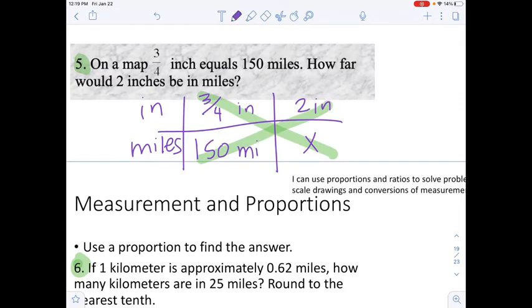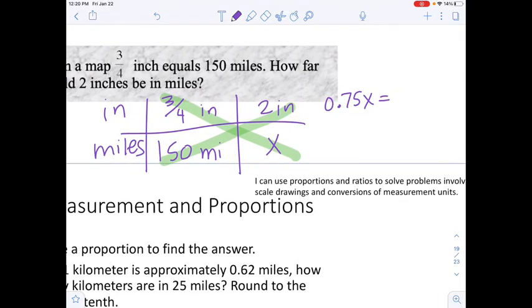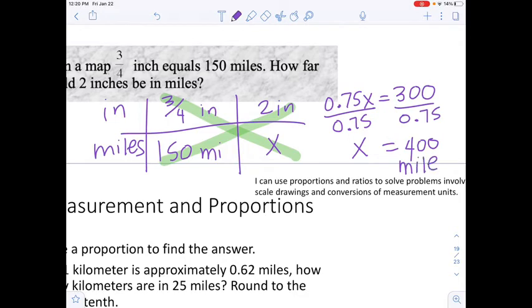So you could multiply fractions, 3/4 X, or we can just use decimals. Either one works for me. So I'm going to do that. I'm going to do 0.75X equals, and then 150 times 2 would be 300. To solve for X, I'm going to divide by 0.75 on both sides. And I'm left with X equals, and then I take 300 divided by 0.75, and I get 400. The only thing I'm missing here is the label. It's in the miles row, so I know that X is 400 miles.